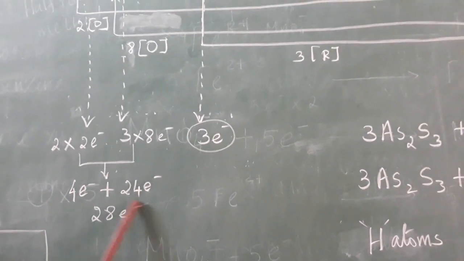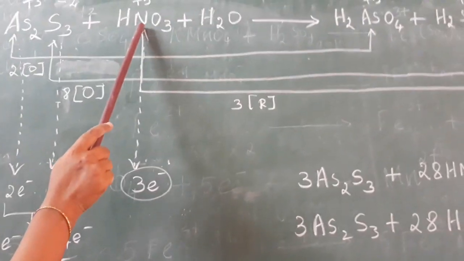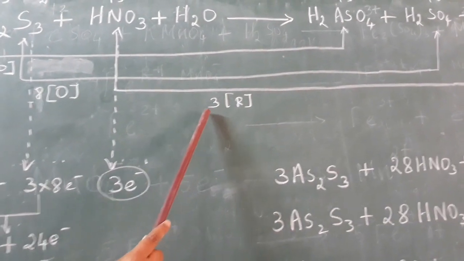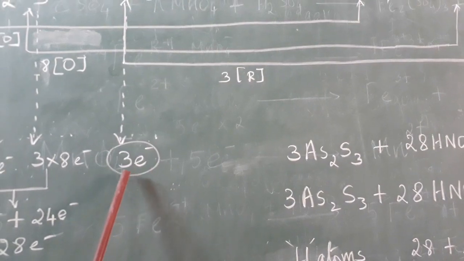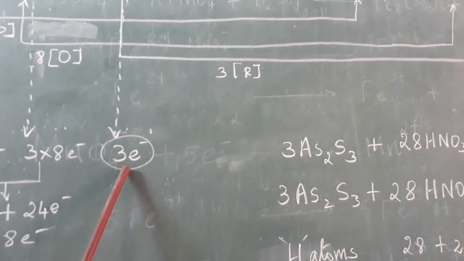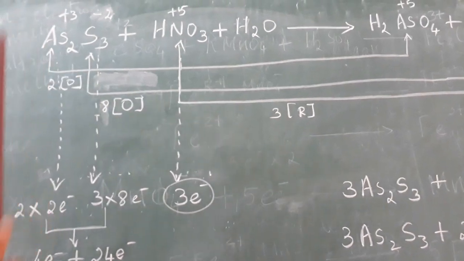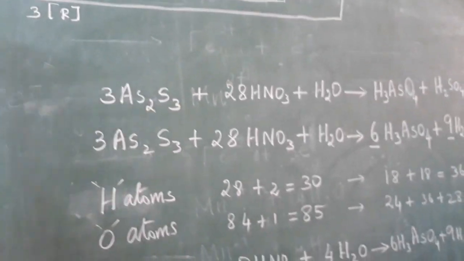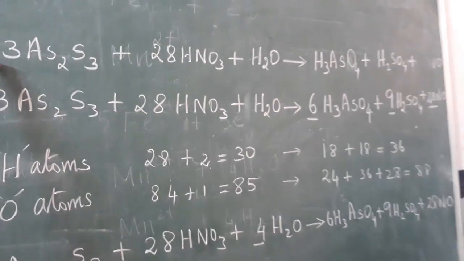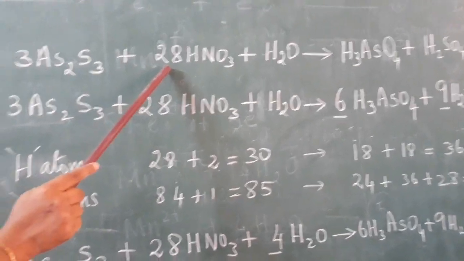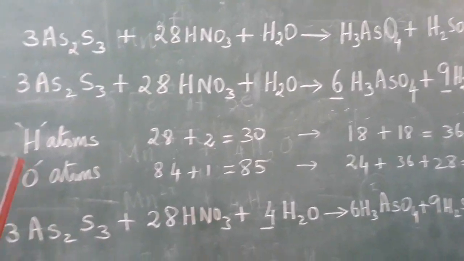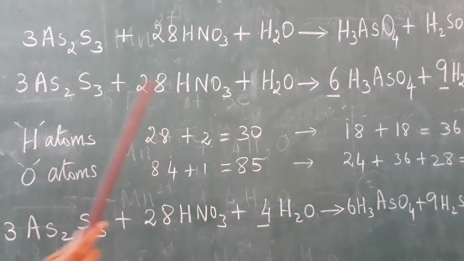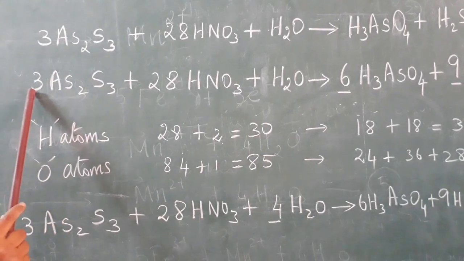So adding to each other we get 28 electrons. And in nitrogen, plus 5 to plus 2, 3 reduction takes place, which means 3 electrons are gained. So only 3 electrons we have to put. These 3 electrons go to arsenic sulfide, and 28 electrons go to nitric acid. So I write that equation once again with 3 arsenic sulfide and 28 moles of nitric acid. Now we are going to balance arsenic, sulfur and nitrogen. How many arsenic are present? 3 into 2 is 6.